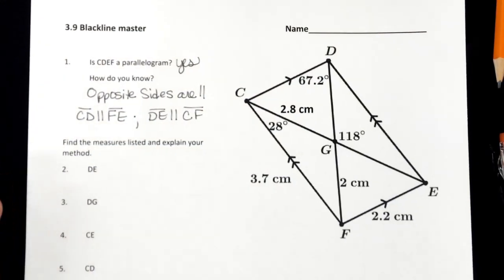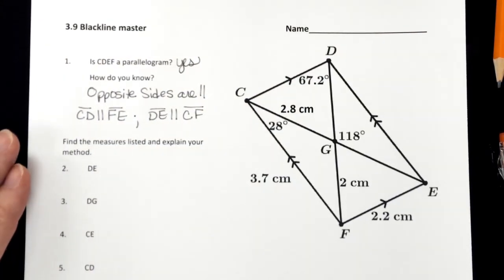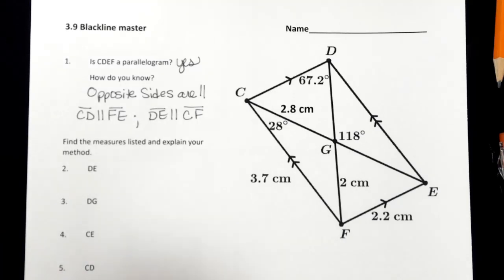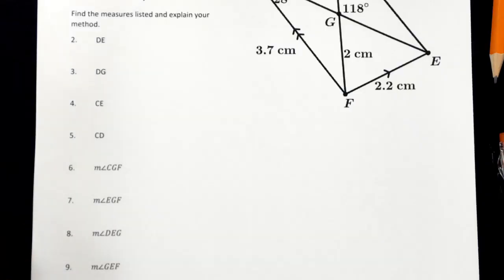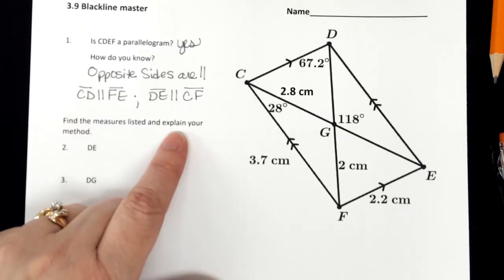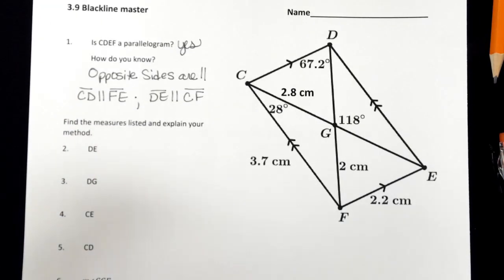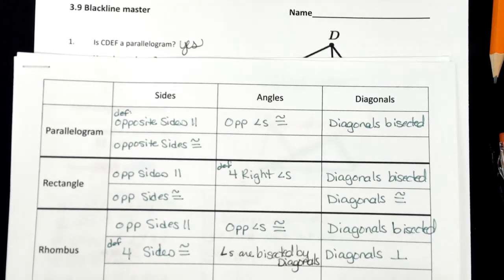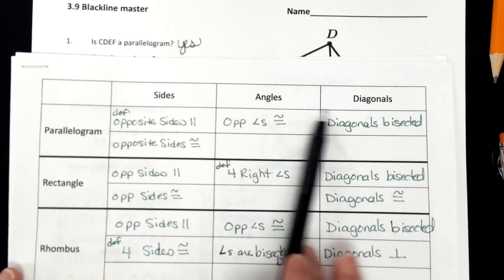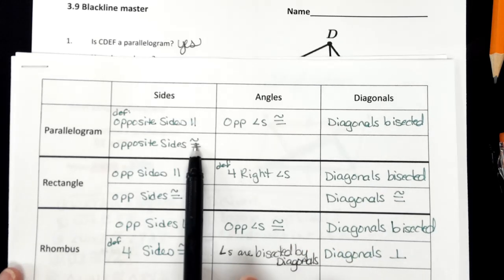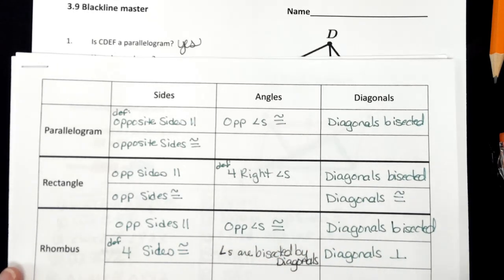All right, now that I know it's a parallelogram, our goal is to find everything that's missing in this picture. Every angle that's missing, every segment that's missing, and be able to fill out what their measures are, and then explain our method. Explaining our method could be a variety of different things. From our table that we used in class the other day, a parallelogram has sides, angles, and diagonals that follow all of these properties. So we could use any of these properties to help us.